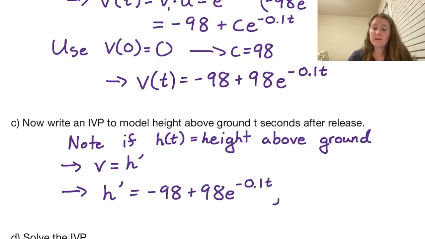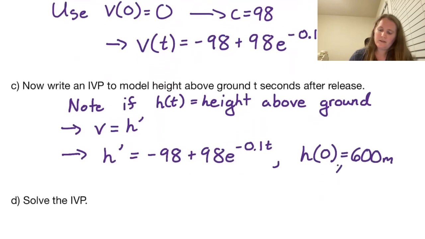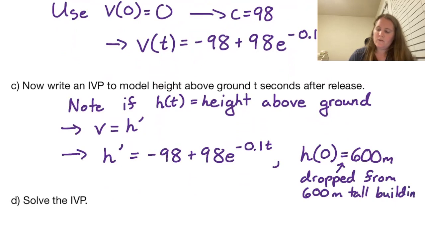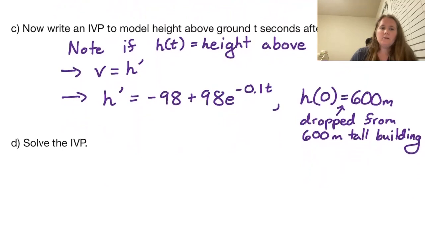And then we were told at the beginning of this problem that the height of the building that it was dropped off of was 600 meters. And so this again is dropped from a 600-meter tall building. So the equation for velocity itself is a differential equation about height in this case. So if we want to solve the IVP, we can just integrate.